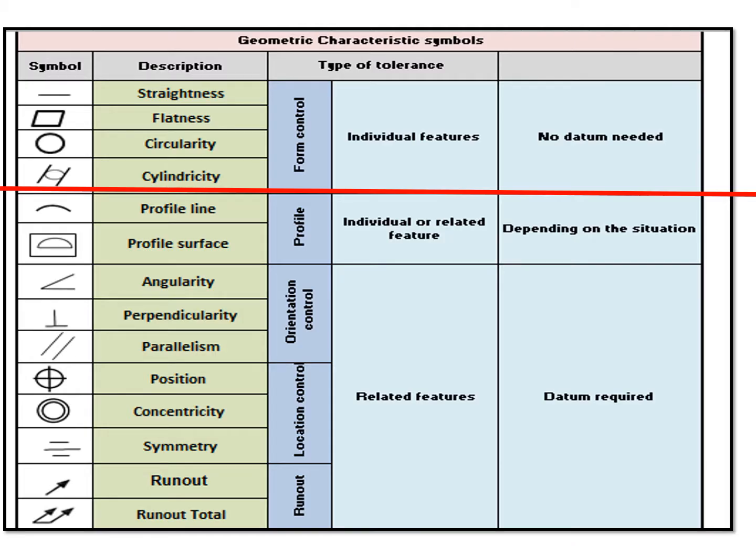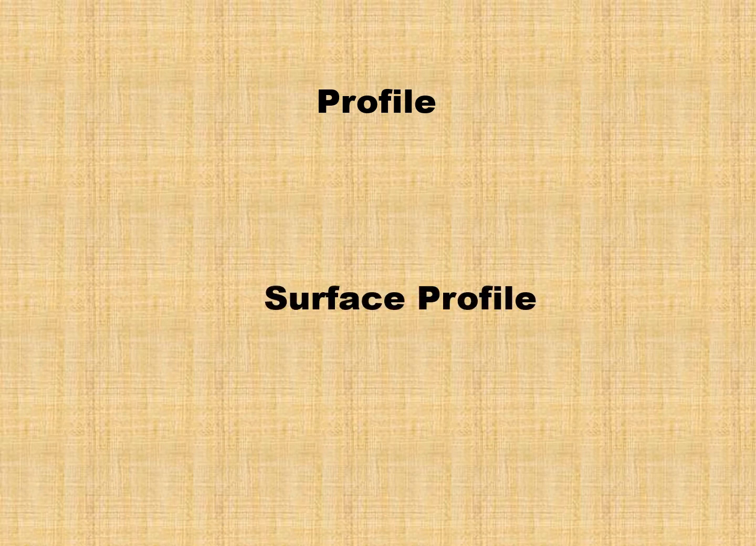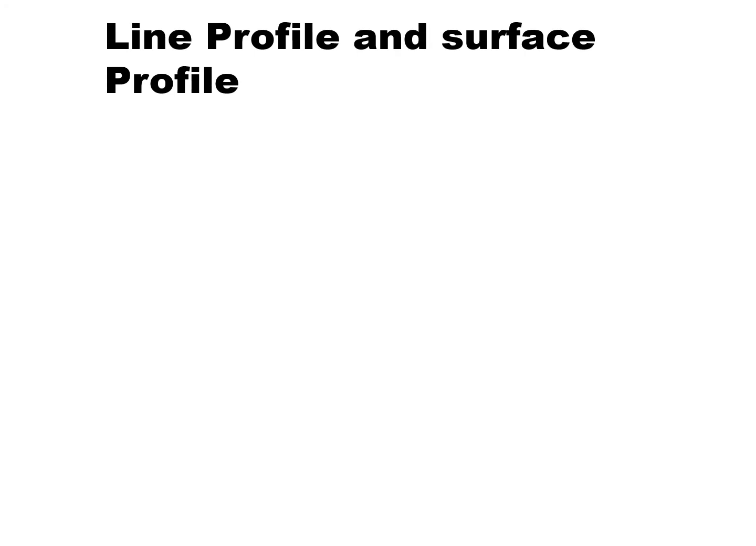In the last video we discussed straightness, flatness, circularity and cylindricity, which come under form control. In this video we are discussing the remaining topics: profile control, orientation control, location control and runout. First one is profile control. In profile control, two characteristics are there: line profile and surface profile.